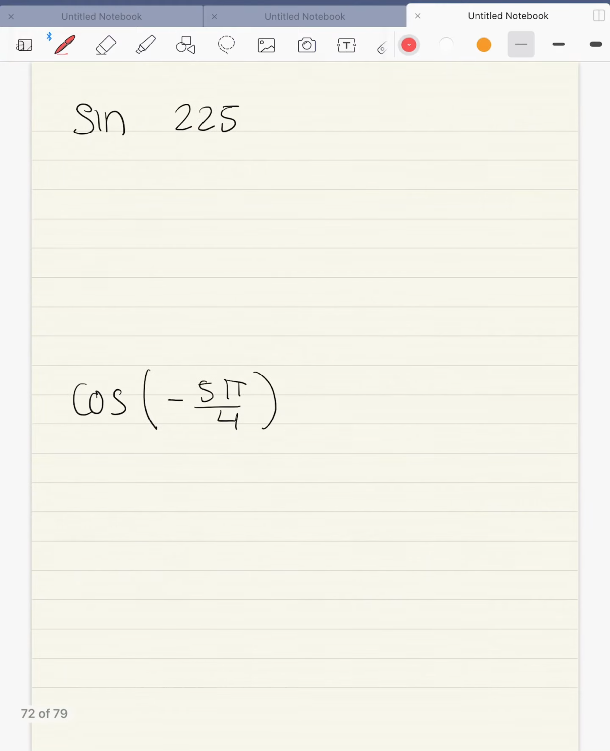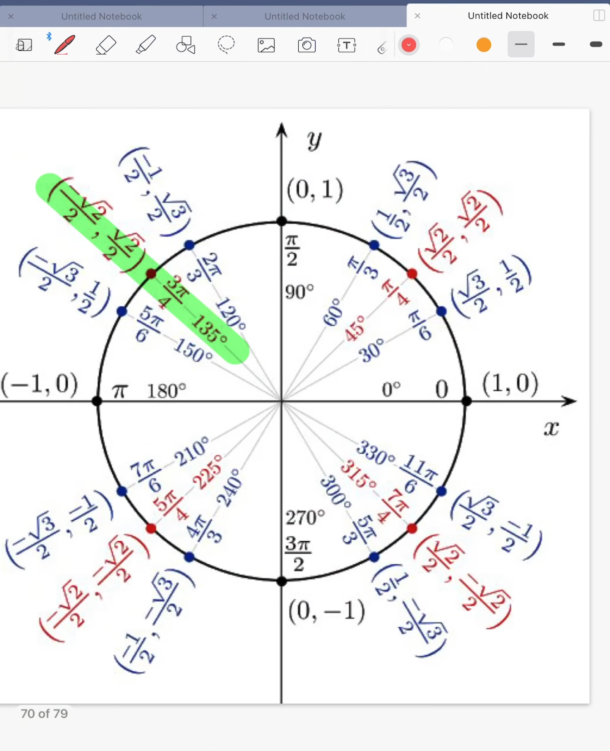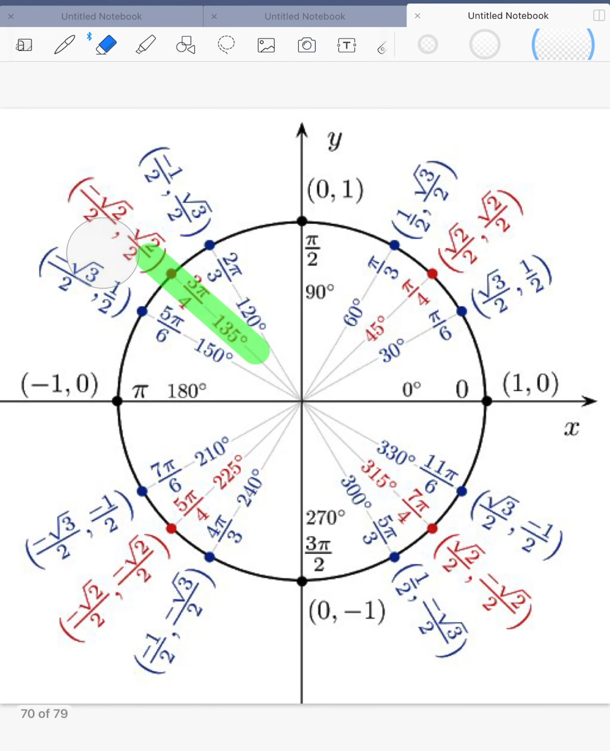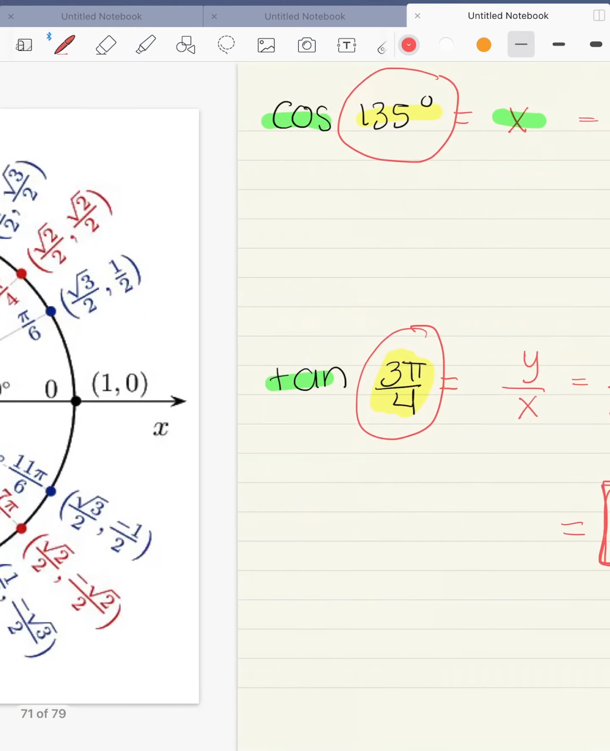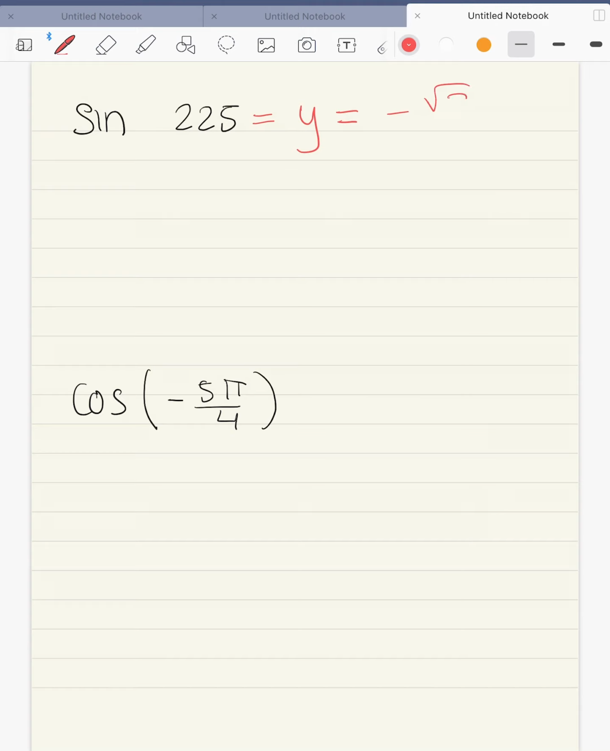Next problem: sine of 225. Sine is the y. I'm gonna go to 225, and I'm gonna erase this so we don't get confused. If we look through the unit circle, 225 is right here. And we have the coordinate, and sine is the y, so the y is this right here, which is negative square root of 2 over 2. Simple. Again, it is easy because the angles given are on the unit circle.